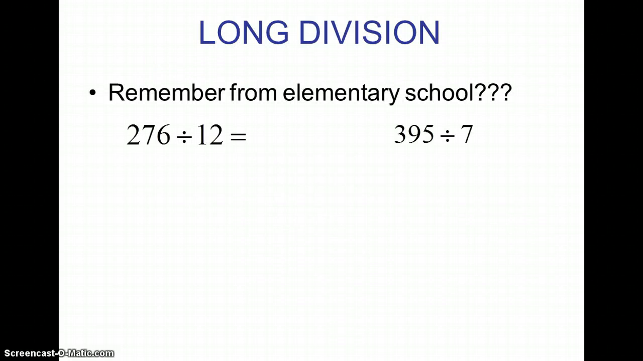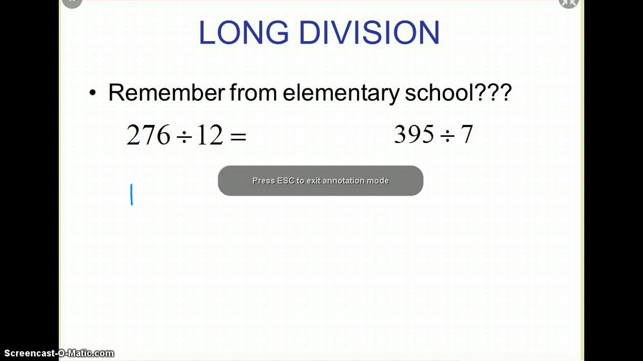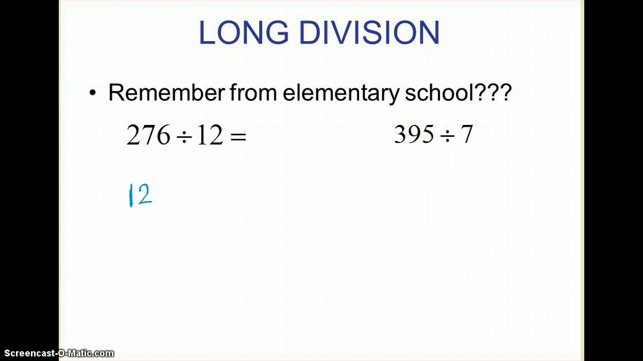To do that, I want to start with remembering how we did long division in elementary school. We did it the long way, where we wrote everything out. So we're going to divide by 12, and I make my little division box, and I want to divide 276 by 12. Instead of trying to figure out the whole part at once, I try to figure out what I can divide.